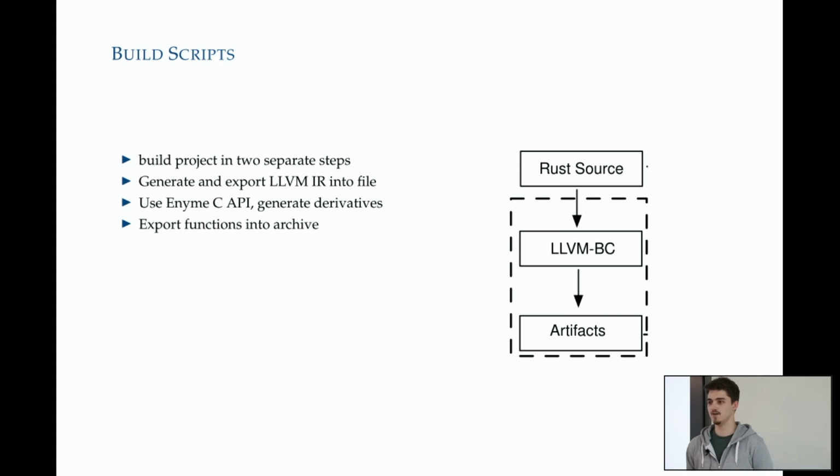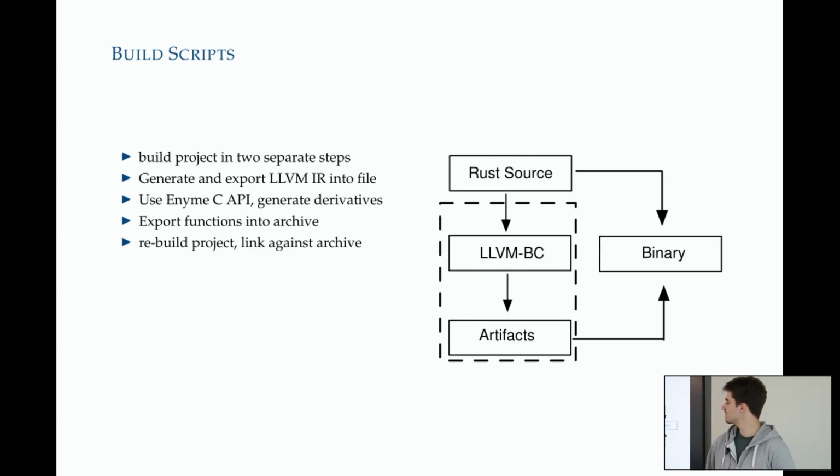I placed them into an archive, and then I just restarted the whole compilation process. Now that we have a magic archive with all of our gradient functions, we can just link it together, and we are basically done. Except that this doesn't really suit the Rust compilation process. Rust, unlike C++, does not have a stable ABI, so the Rust compiler is allowed to change and adjust the ABI of a few functions on each and every single recompilation.